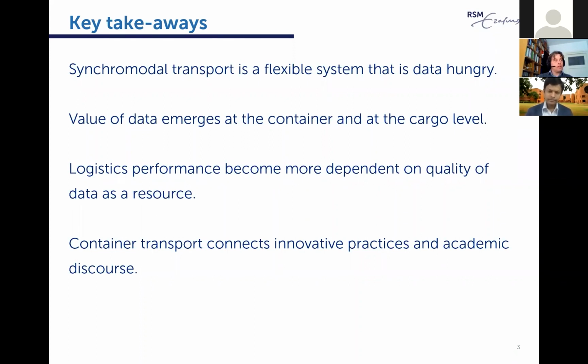So one of the things that I would like to discuss with you is that when we talk about container transportation and to reap the value of data sharing in container chains, we may want to look at the cargo level. What's inside the box might be just as important as moving boxes around efficiently.